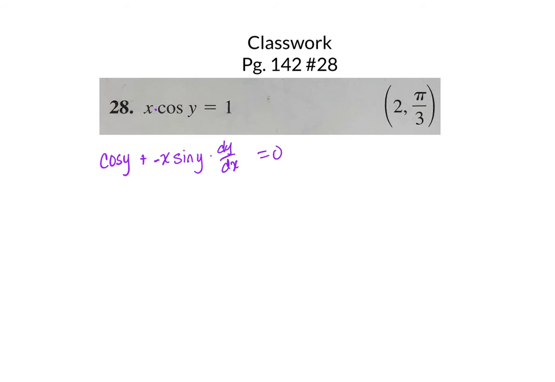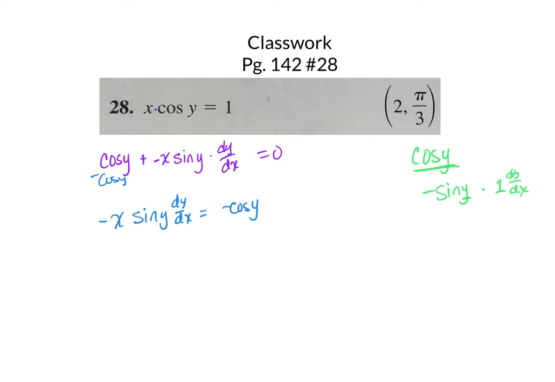I'll just do it over here. The derivative of cosine of y: the outside function is cosine, that's negative sine of y. The inside function is the y, so that's 1 dy dx. So I'm going to subtract the cosine of y over. I'm left with negative x sine of y dy dx equals negative cosine of y. Then I'm going to divide by my negative x sine of y. So dy dx is going to equal cosine of y over x sine of y.